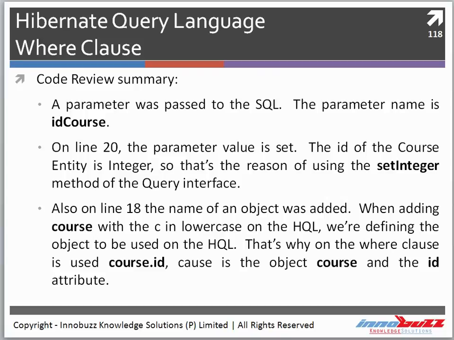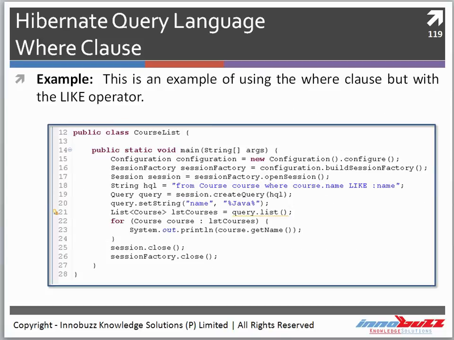Take a look at the next example. This shows how to use the like keyword with the where clause. In this case, we're using the name attribute of the course object. Because the attribute is a string, then we must use the setString method to set the parameter value. Notice that also on the setString call we're using wildcards.